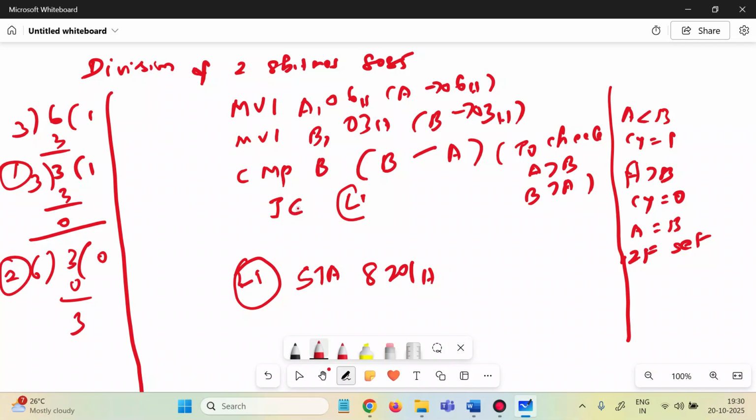But here, if there is a carry, we are going to move to loop L1. But now there is no carry, so when there is no carry, the division proceeds in this way. So 6 is divided by 3 one time.